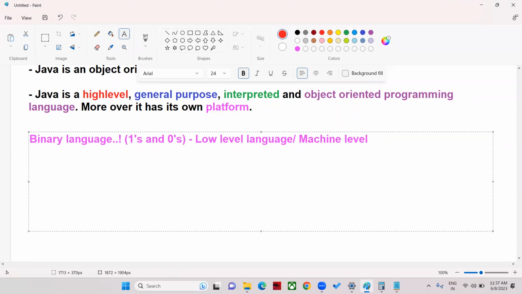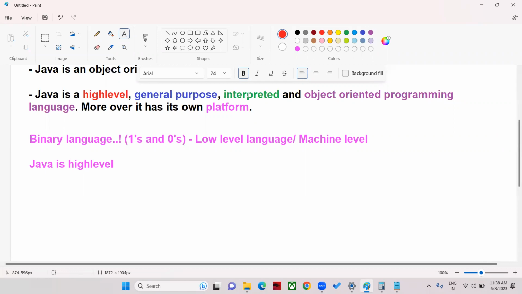See, Java is high level because high level language means nothing but human understandable language. Okay, human understandable language is Java. Basically, Java is written in English. Java is high level. The computer understands binary, the low level language, whereas Java is a high level language.